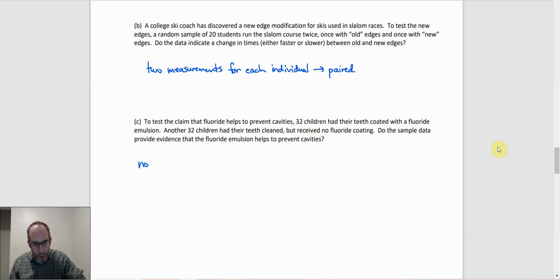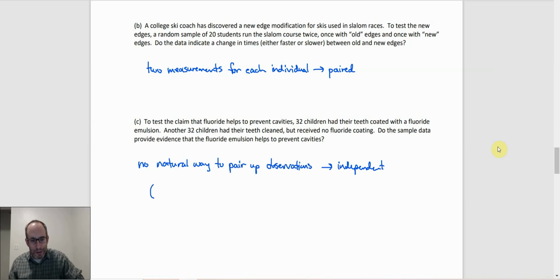So I'll just say no natural way to pair up observations. And so that means that these are independent samples. And they just happen to be the same size. So I'll put that in here too. Samples just happen to be the same size.